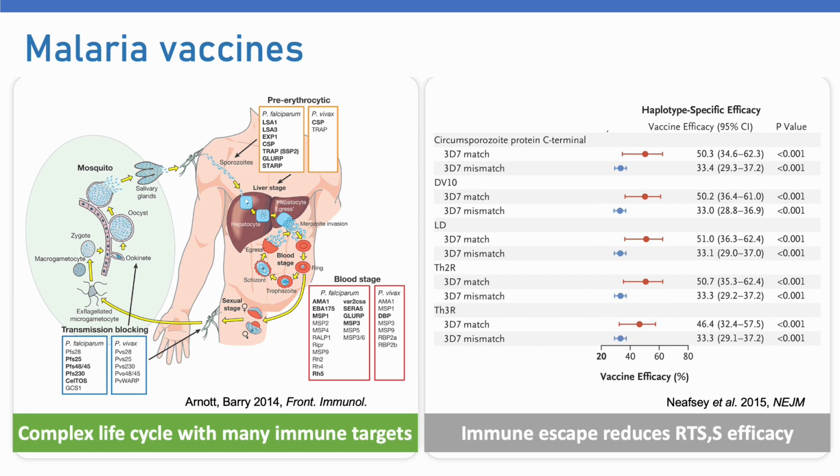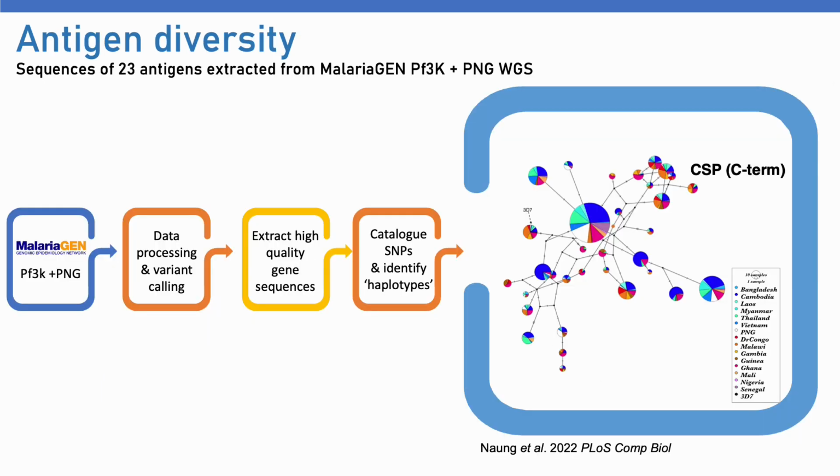Malaria vaccine development has been really challenging because parasites have a complex life cycle and hundreds of target antigens. Sequencing the CSP gene in breakthrough infections in a vaccine trial showed lower efficacy against non-vaccine strains, suggesting that diversity within the gene facilitates immune escape.